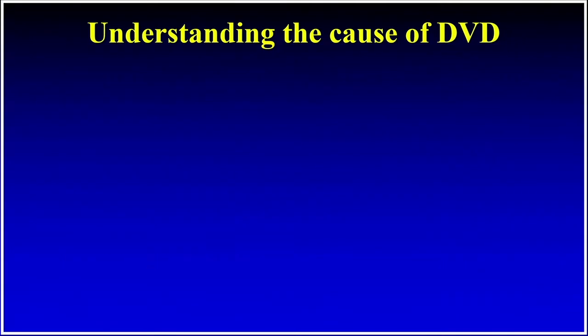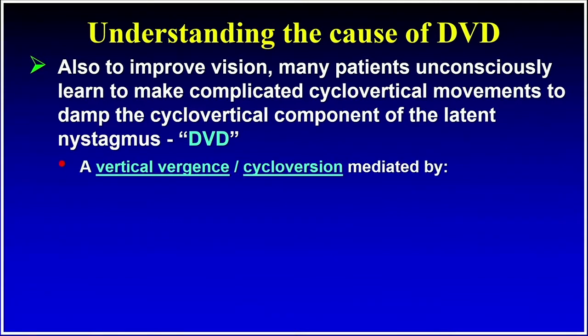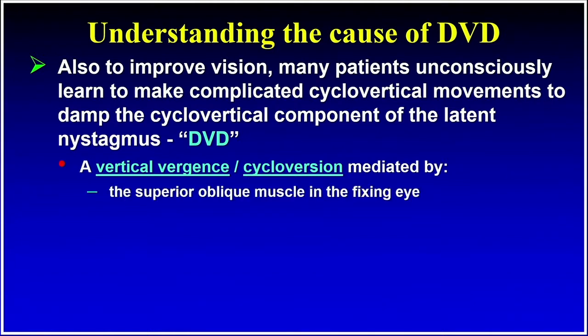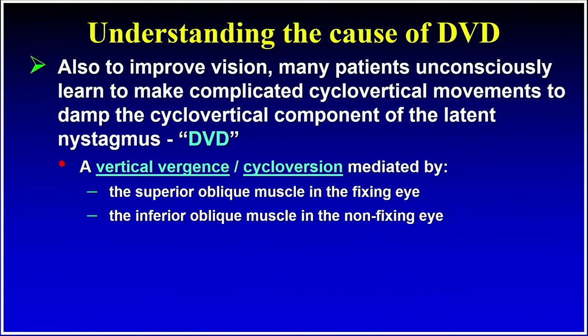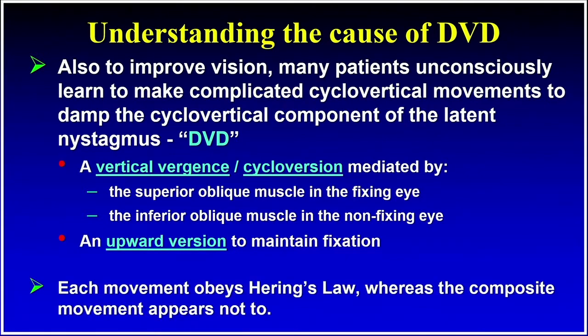And then further, also to improve vision, many patients unconsciously learn to make complicated cyclovertical movements to damp the cyclovertical component of the latent nystagmus, and that's what we call DVD. The movements that are used are a vertical vergence / cycloversion that's mediated by the superior oblique muscle in the fixing eye and the inferior oblique muscle in the non-fixing eye. But you can't let the fixing eye go off target, so you have to add an upward version to maintain fixation. So each movement that's involved here in DVD does obey Hering's law, but the composite movement does not seem to.